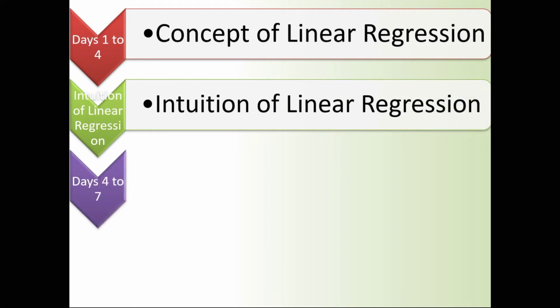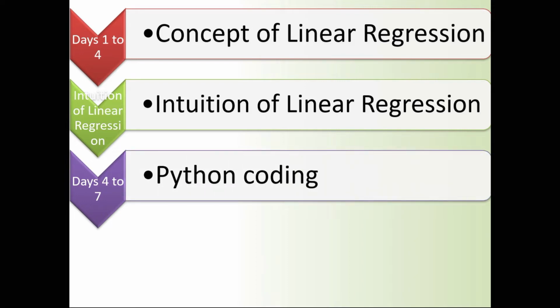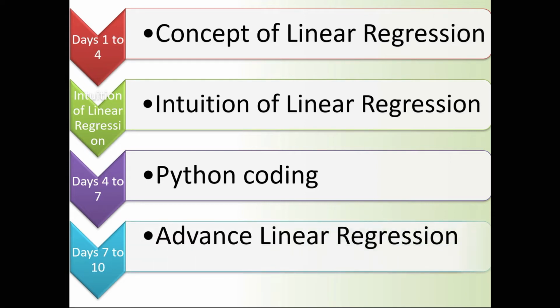Now, days 4 to 7 are the Python coding: how to perform linear regression in Python, and what kind of library and module is used for the hands-on project on linear regression. Now, as we know, simple linear regression is not enough to solve real-world problems, and even if you want to participate in a Kaggle project, the simple linear regression concept is not sufficient. So days 7 to 10 deal with advanced linear regression.